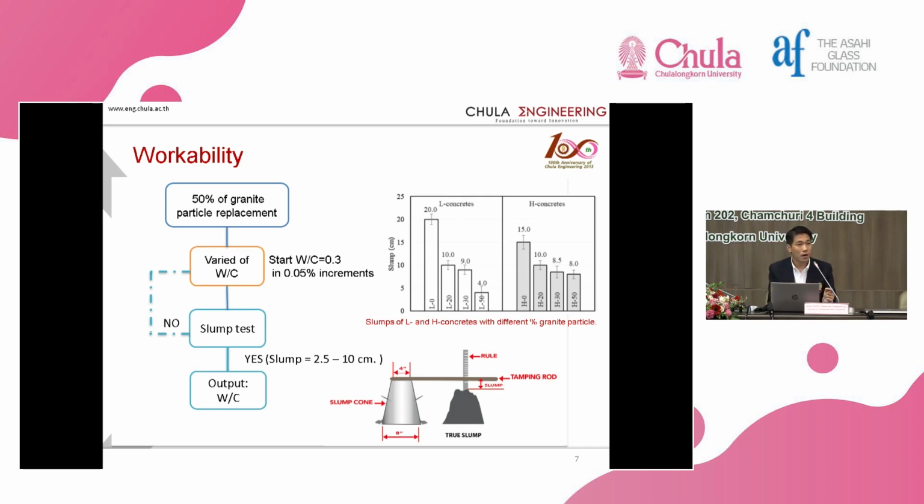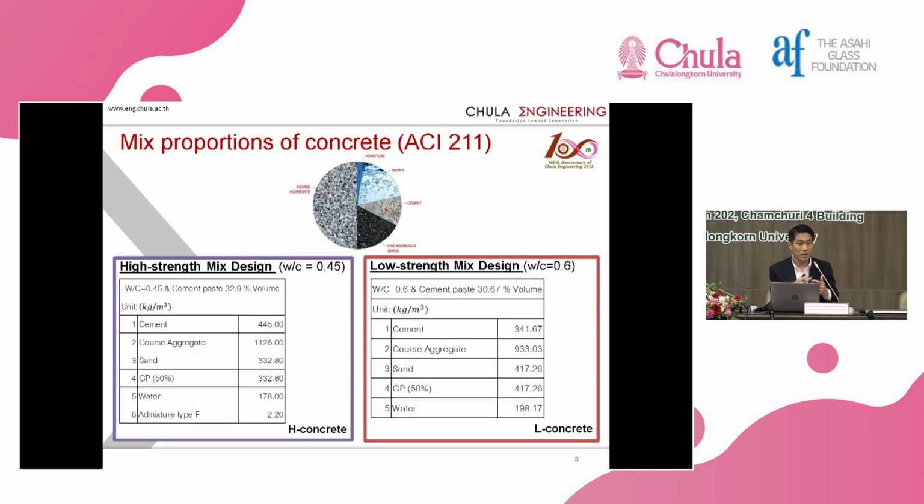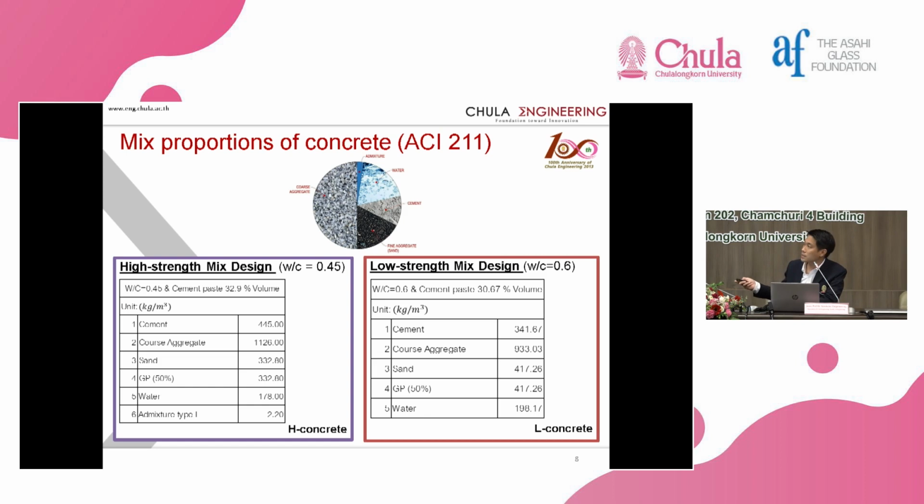Then we start to determine the optimum water per cement ratio that can be used to produce, first, the low strength concrete, and second, the high strength concrete, as we targeted in the beginning. For the low strength, we do a trial and error process, which is quite time consuming, and the optimum water cement ratio we found is about 0.6. For the high strength, it is about 0.45. After we determine this, we come up with how much coarse aggregate and fine aggregate to use, and then we start to replace the sand, which is the fine aggregate, at a ratio of 20% up to 50%, as we discussed.